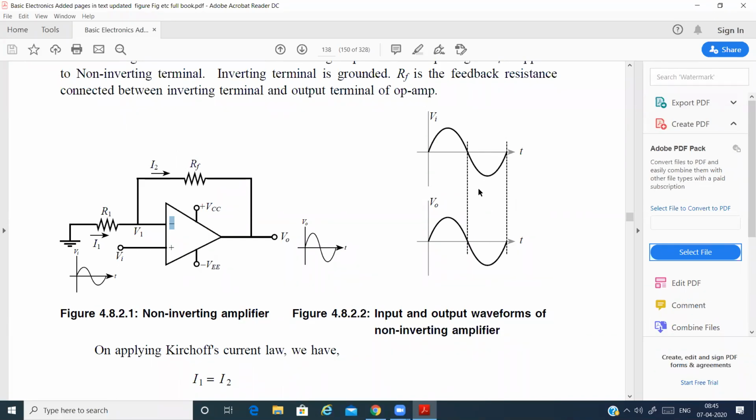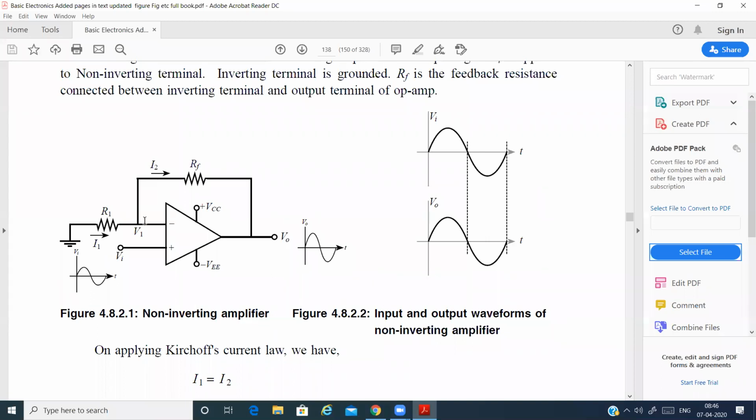Even though you are giving the input to the positive terminal, the application of Kirchoff current law will always be to the virtual ground. Please remember, whether you give the input to the positive terminal or negative terminal, the Kirchoff current law has to be always applied at this junction. This junction is known as virtual ground. So to virtual ground only we have to apply. We have to consider the virtual ground or the node for the application of Kirchoff current law.